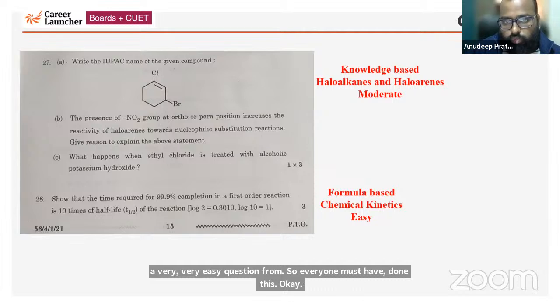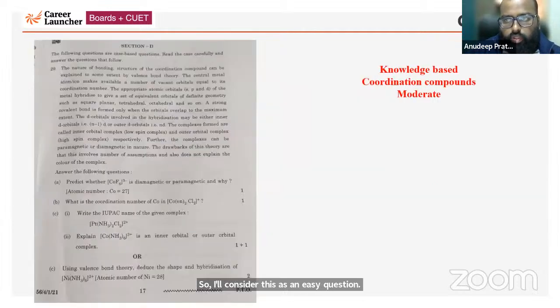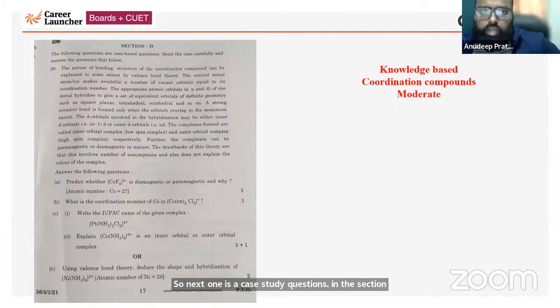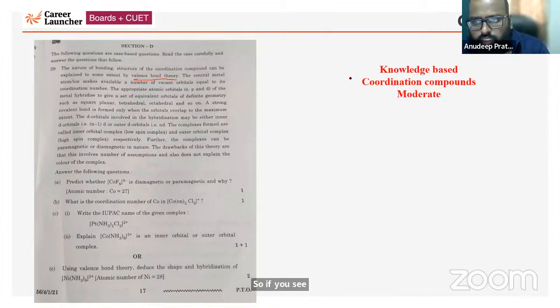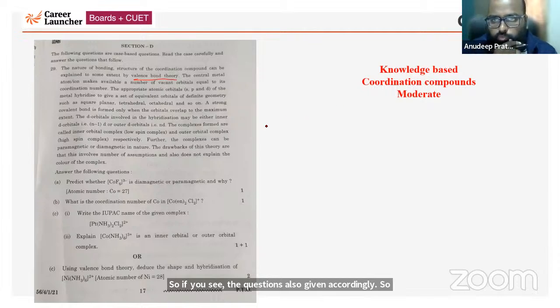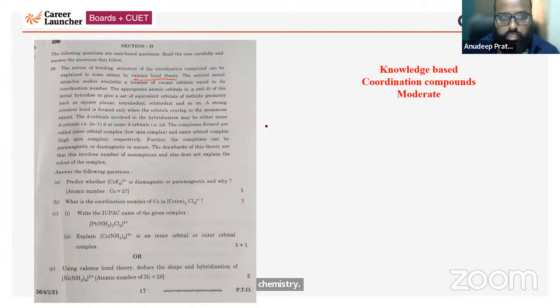Okay, so let's move to the next one. The next one is a case study question in Section D. This particular question is from coordination chemistry, and I think this particular passage is about valence bond theory and the nature of bonding. The questions are also given accordingly. That's why I say this is a moderate question, because valence bond theory is a very huge topic in coordination chemistry. If you study valence bond theory well, then you can answer all these questions.